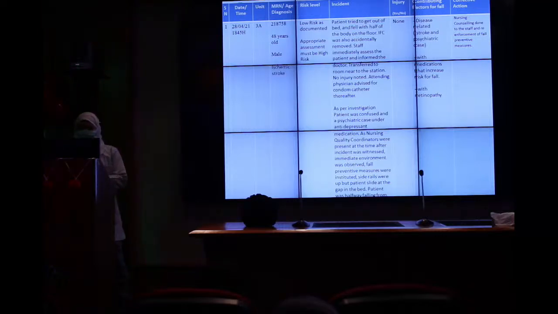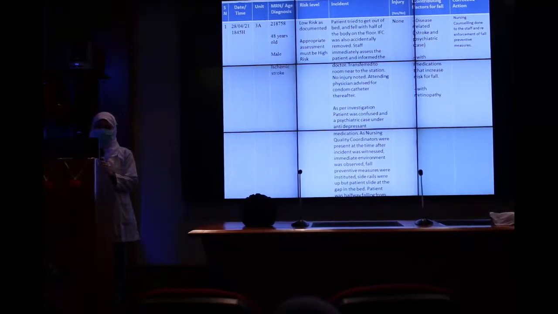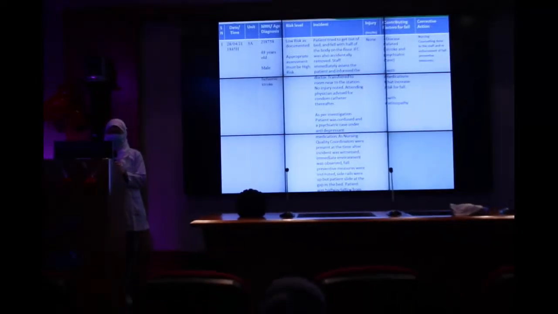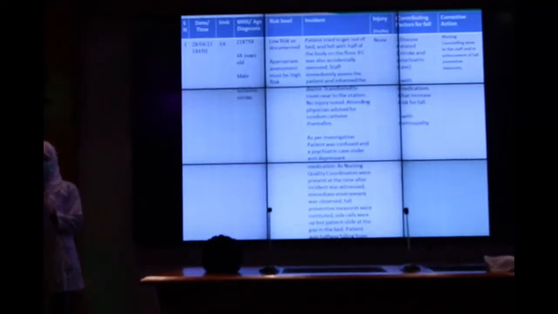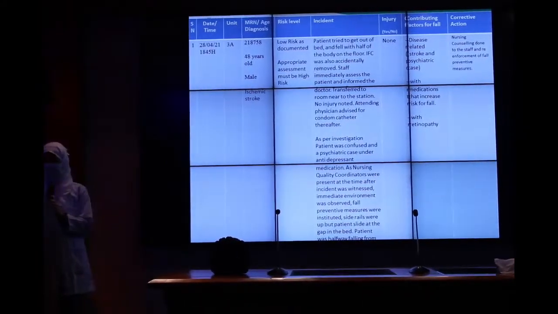So the incident happened when the patient tried to get out of the bed and fell with half of the body on the floor. Then the IMC was removed. Then the staff immediately assessed the patient and informed the doctor. Then the patient was transferred to the room near to the station. So far, no injury happened to the patient. Then the attending physician advised a condom catheter thereafter.